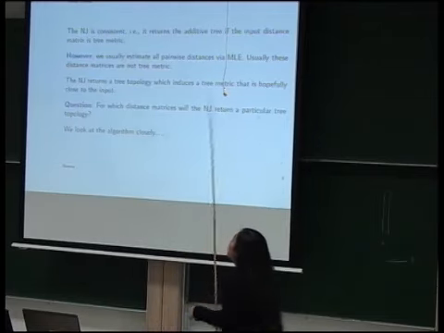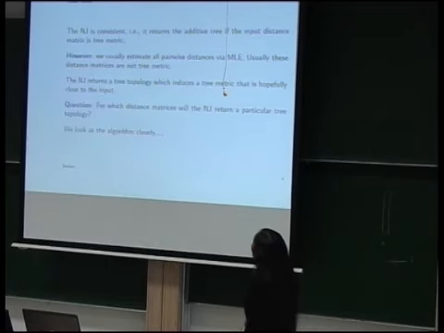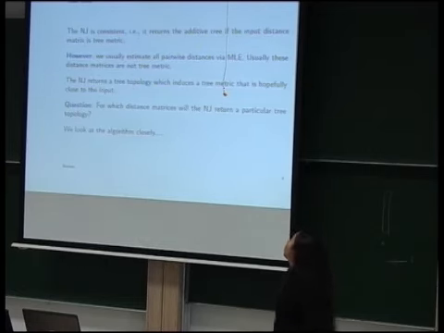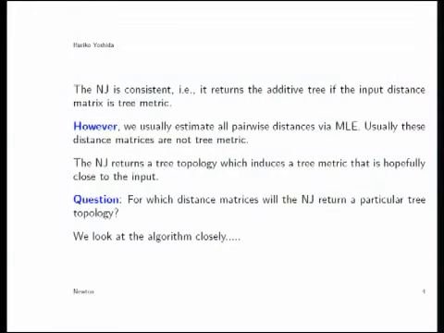The neighbor-joining method is consistent. That means that if the input is an additive matrix, or additive tree, then it returns the additive tree. However, usually we estimate distance matrices by MLE or other methods, so those distance matrices are usually not tree metrics.